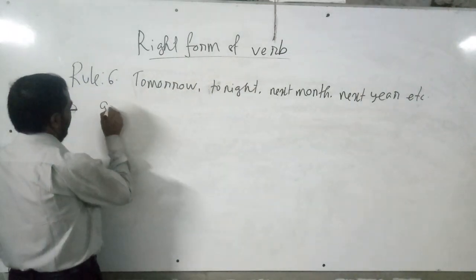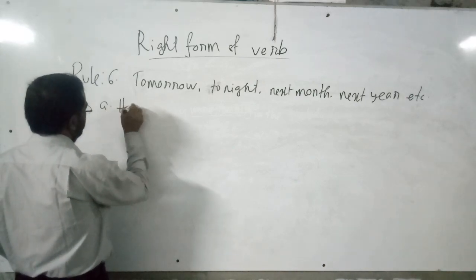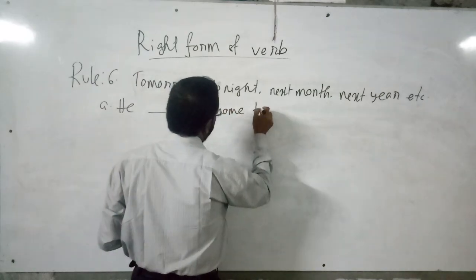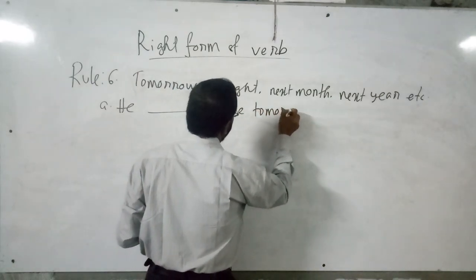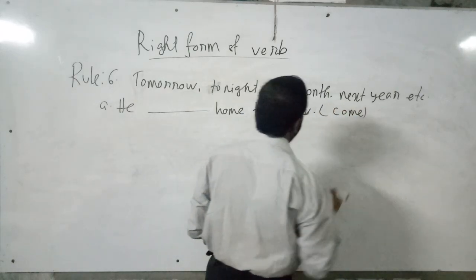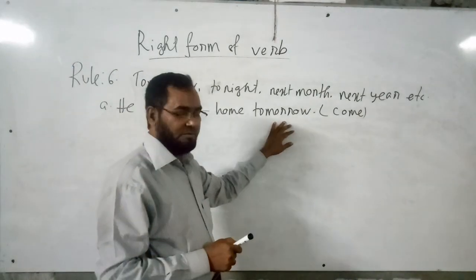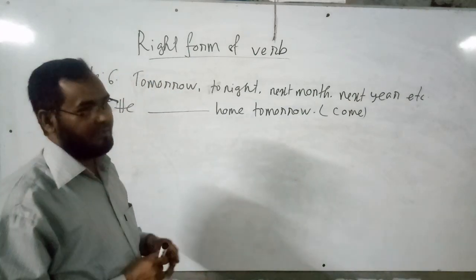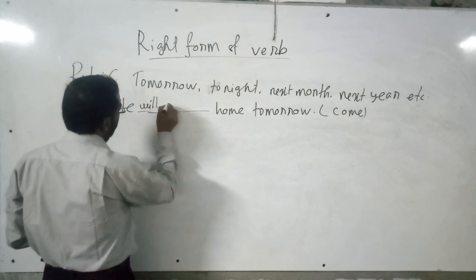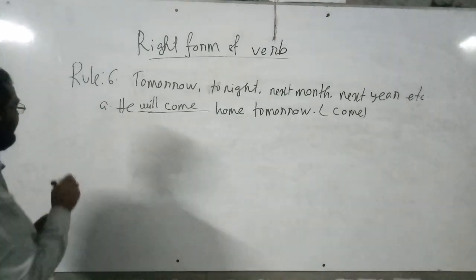Okay? That means, he will dash home tomorrow. As the word tomorrow is there, for this reason the verb will be future indefinite tense. That means he will come home tomorrow. Okay?